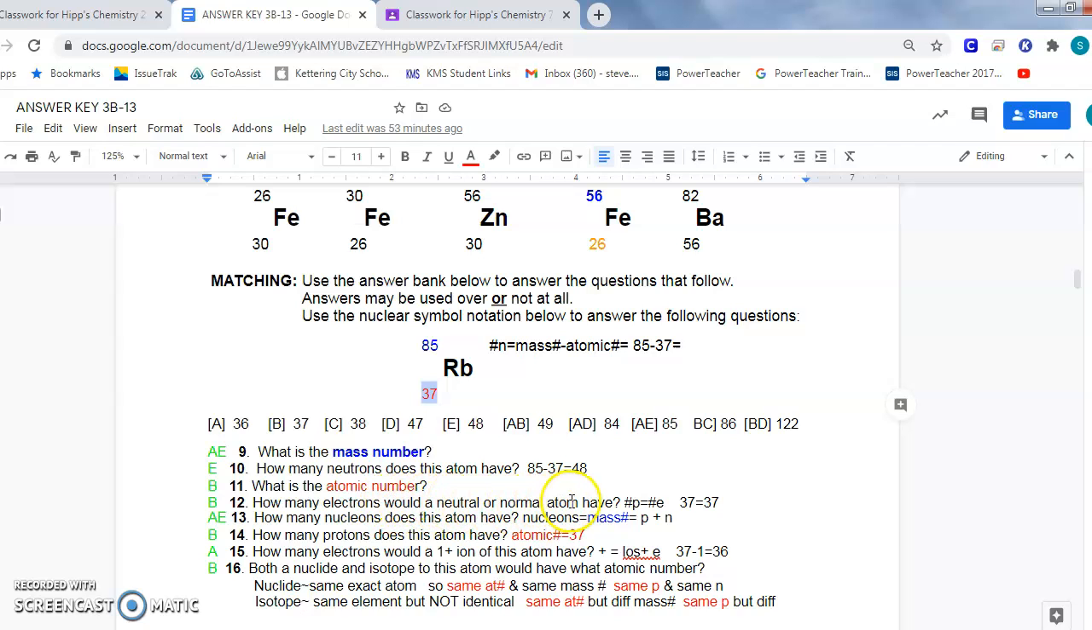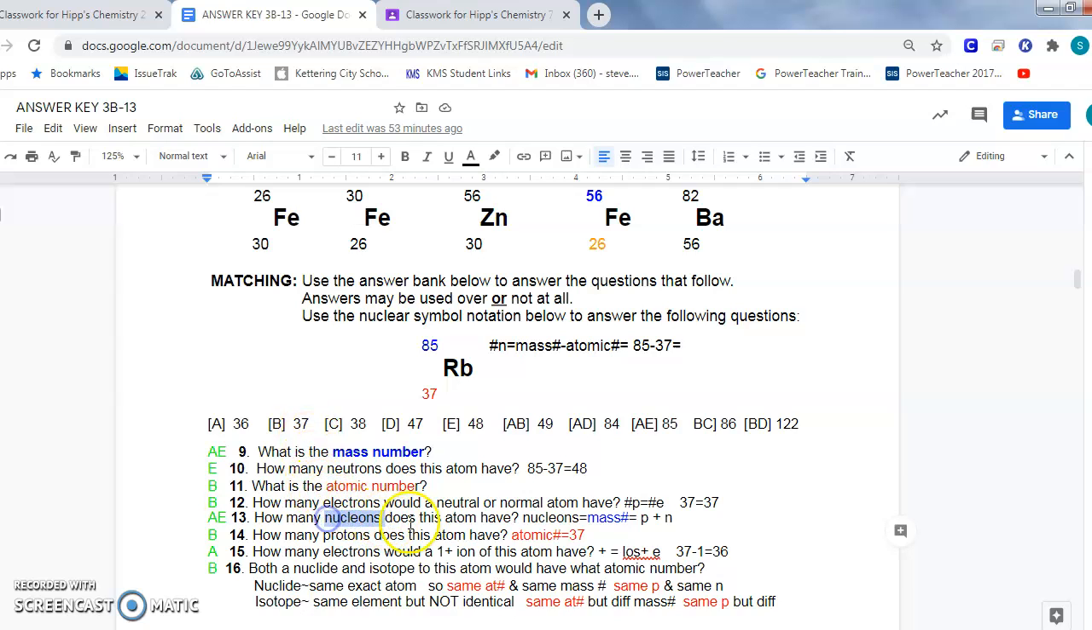How many electrons would a neutral atom have, or normal atom? Well, this is protons. Protons are positive. The protons would have to equal the negative electrons for it to be neutral. So 37 would have to equal 37. So the electrons would have to be 37 again.